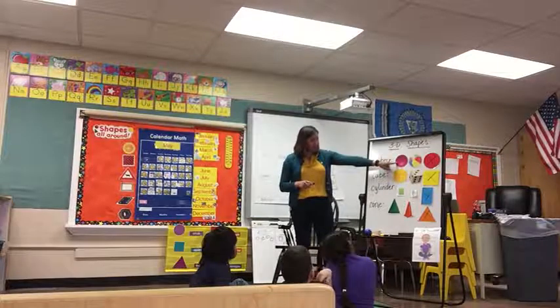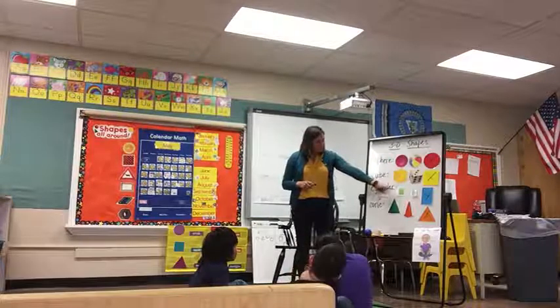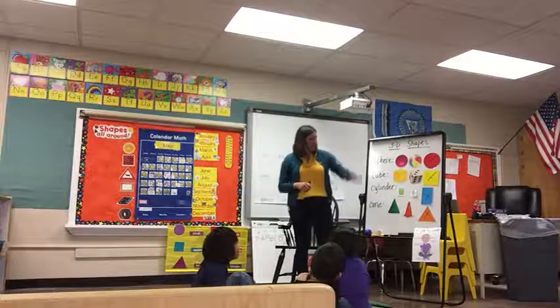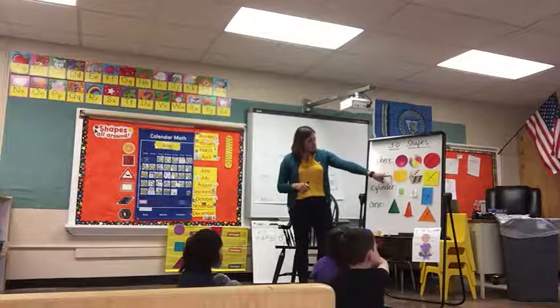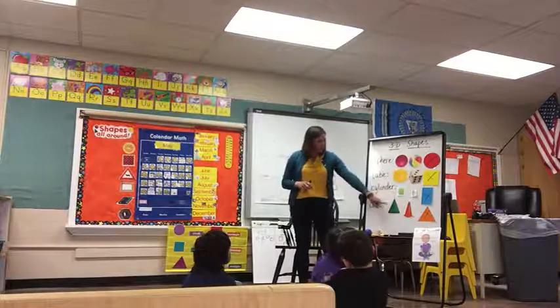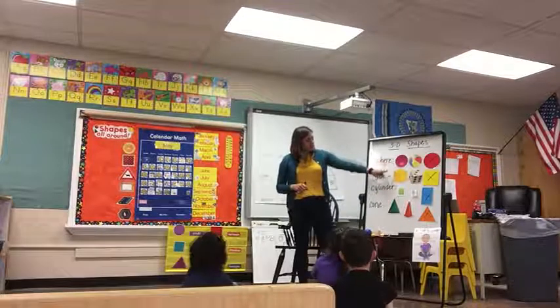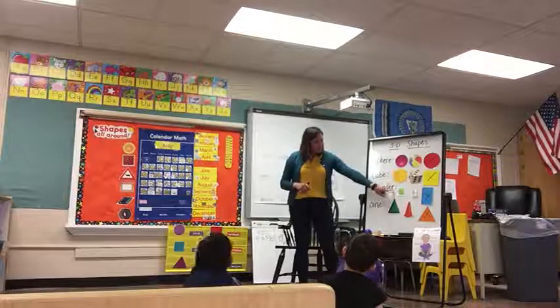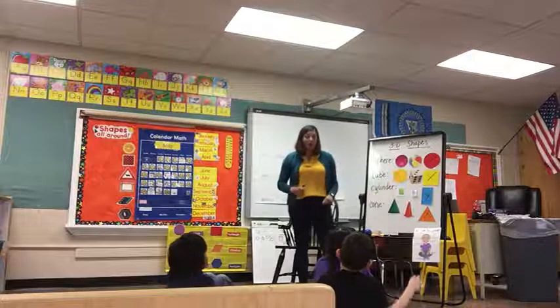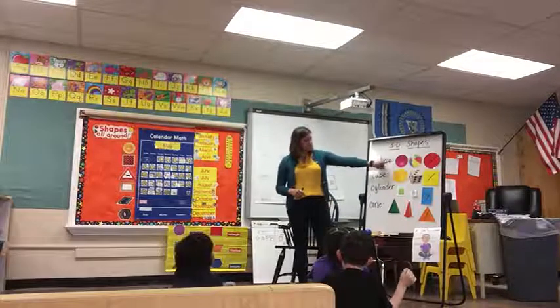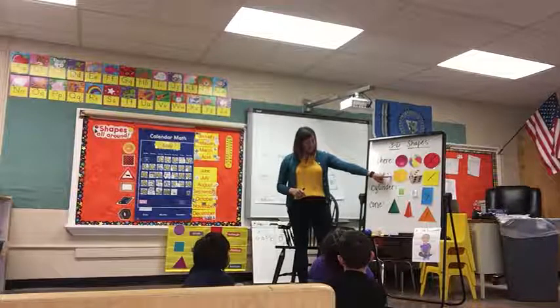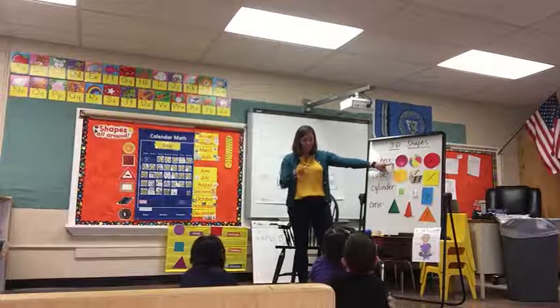We have a sphere, cube, cylinder, cone. Say those with me. Sphere, cube, cylinder, cone. One more time all together. Sphere, cube, cylinder, cone. All by yourself. That is a sphere. Very good.